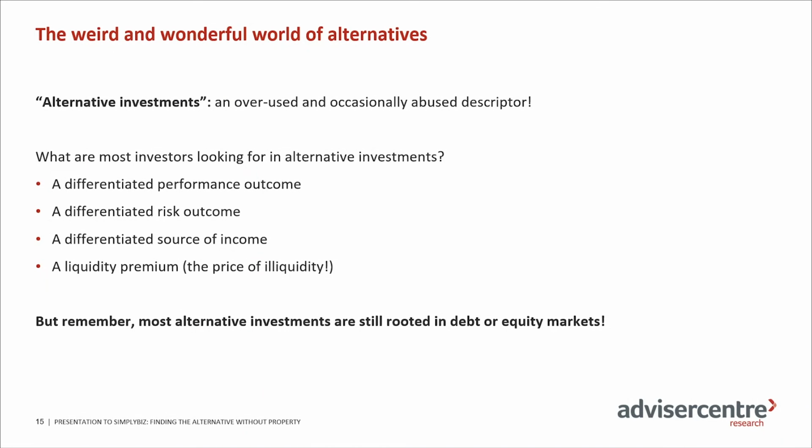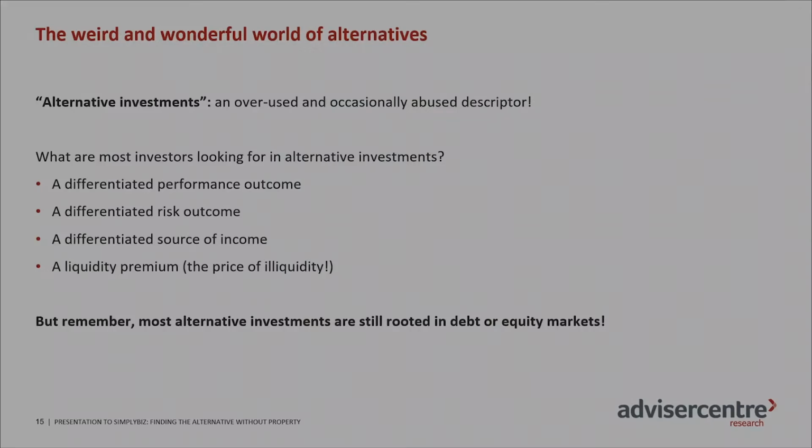Well, we've got the weird and wonderful world of alternatives as our title. What is alternative? We do use this phrase readily. It's an overused, occasionally abused descriptor. What are investors looking for in alternative investments? From our perspective, we're looking for a differentiated performance outcome. We're looking for a differentiated risk outcome. We're looking for a different source of income. We've just talked about property's virtues still within that. And a liquidity premium, i.e. if you're willing to invest for longer, you do get the benefit of a liquidity premium. That is absolutely true. And so in each of the slides that follows, you'll see the potential opportunity, but that's always squared up against the potential illiquidity.